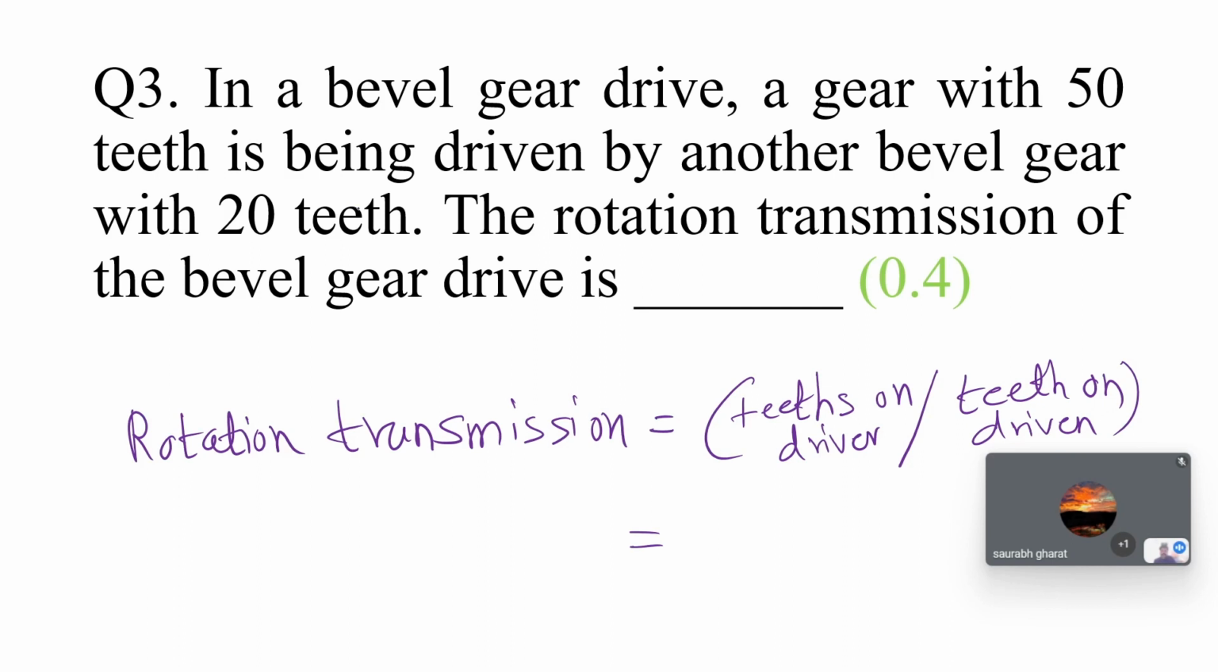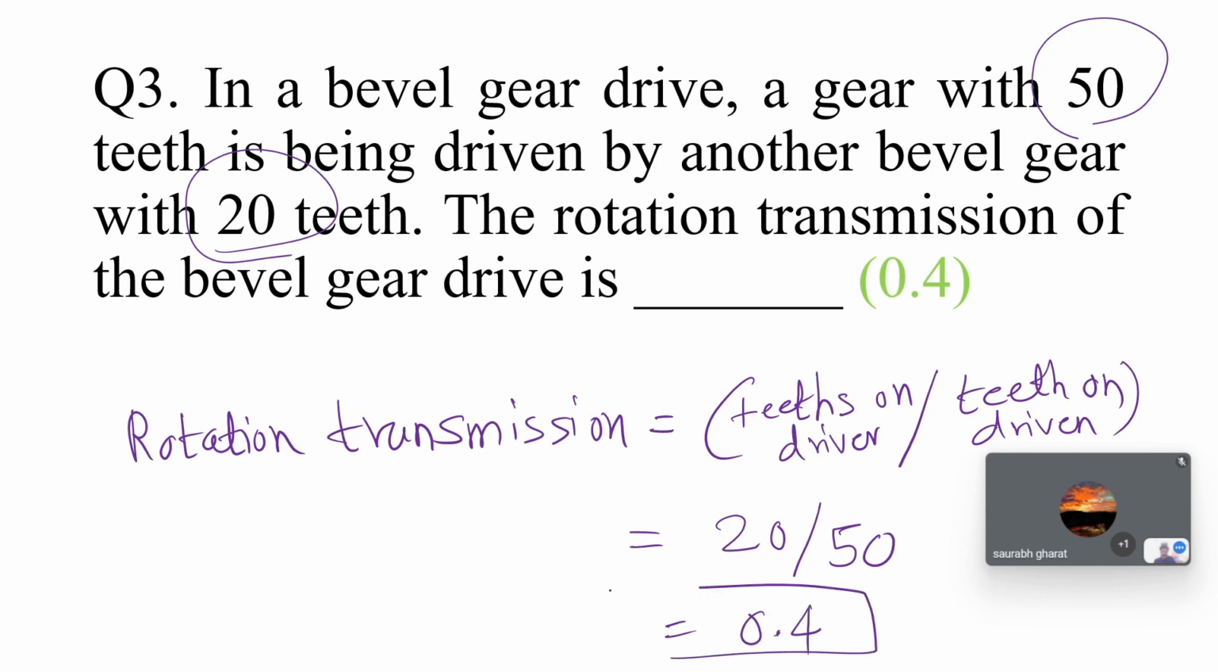So what is your driver gear here? See the question. A gear with 50 teeth is being driven by another bevel gear with 20 teeth. So the 50-teeth gear is getting driven, and it is driven by this gear. So 20 is your driver, and your driven is 50. Simply this will give you 0.4 as an answer. So this 0.4 is your answer for the rotational transmission. It's simply the ratio of the number of teeth on the driver divided by the number of teeth on the driven. So 20 by 50, 0.4 is the correct answer.